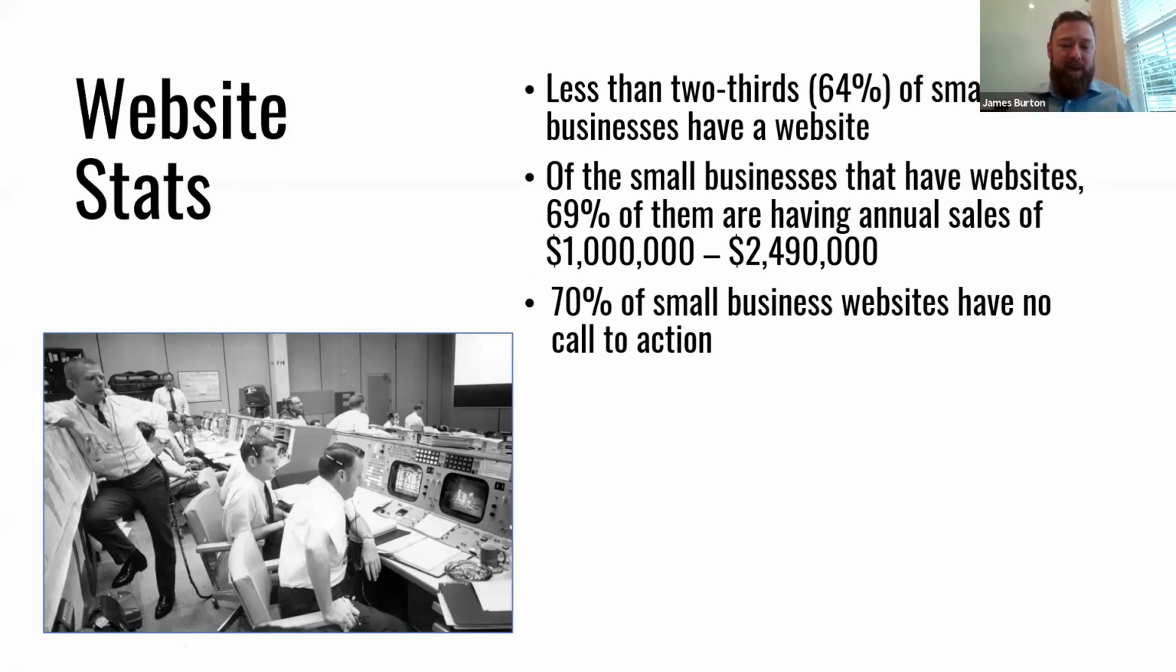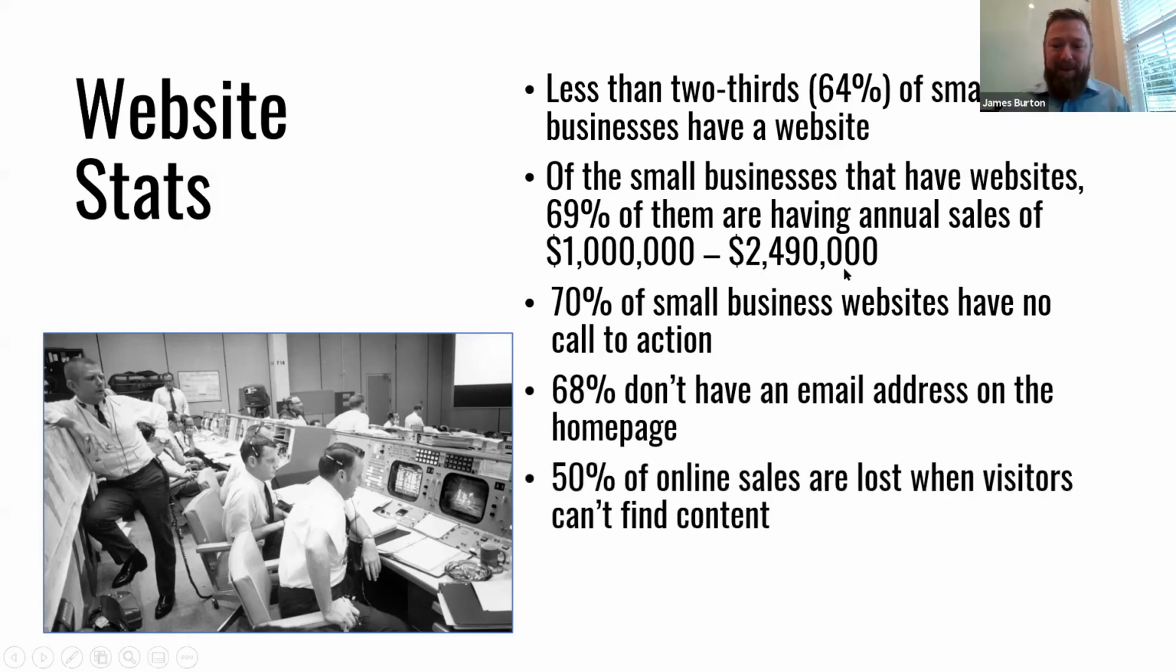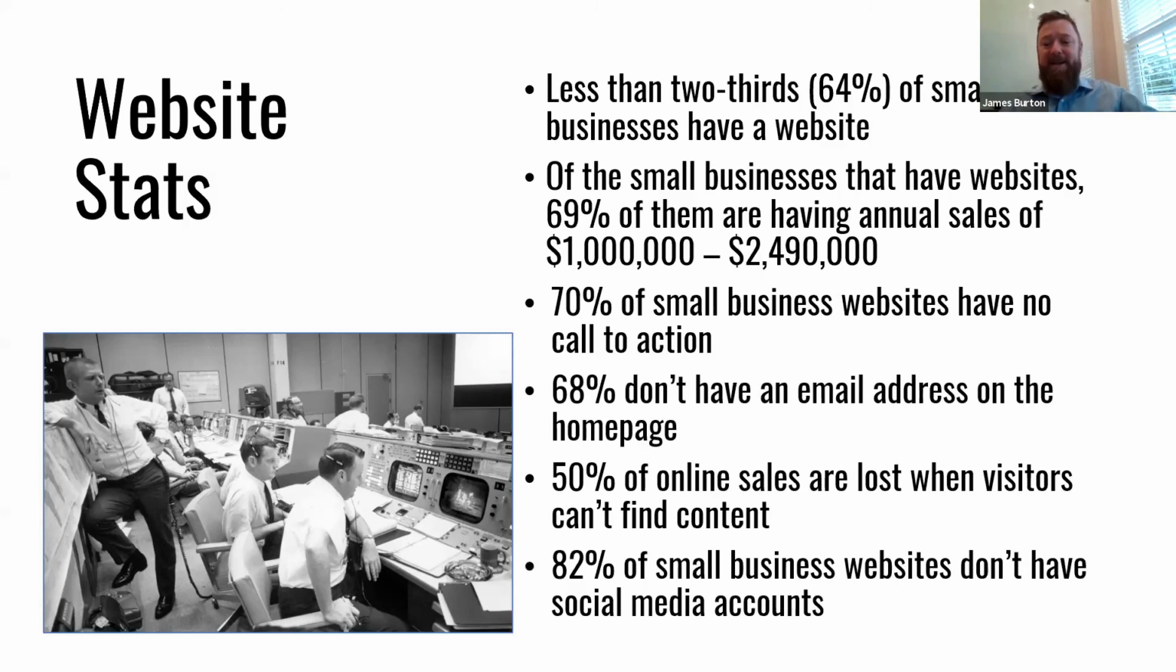So as we're looking at our websites, we're using the data from analytics to get an idea of what's happening with how users are interacting with our website. But we want to think about things like, is there a call to action? We want to make sure that we have things like that set up. 68% don't have an email address on the home page. A lot of online visits and sales are lost because people can't find content. Small business websites, a lot of them don't have social media accounts. And if they do, I have found a lot of them aren't pointing to them from their homepage. So those are some of the things that I wanted to think about as an intro as we go into this.